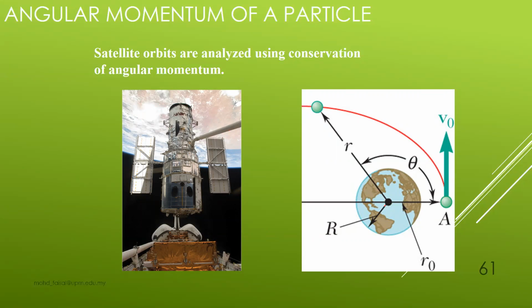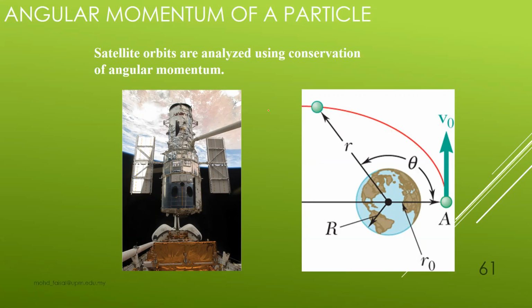Okay, let's assume that this point A here is the satellite, and this point here is the center of the Earth. And as you can see, this particular satellite is moving following this red line's curved trajectory. Okay?